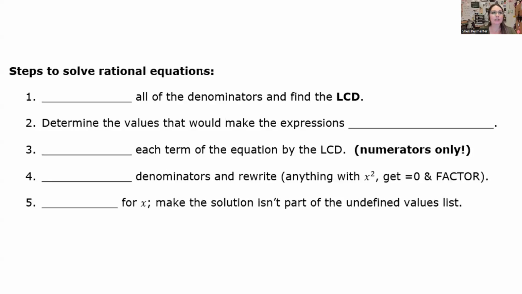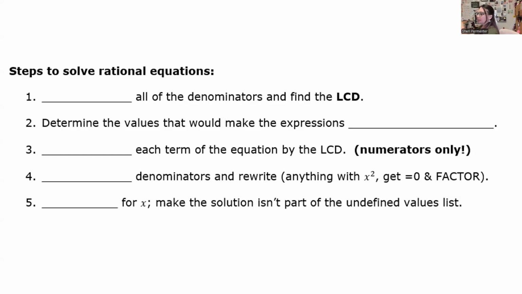Everybody, we're going to get started. This is day 36, solving rational equations. First thing that we're going to do is fill out this list of directions. There's 5 steps when we work these problems, and it's hard to keep everything straight. So it's a really good idea that you get this written down.